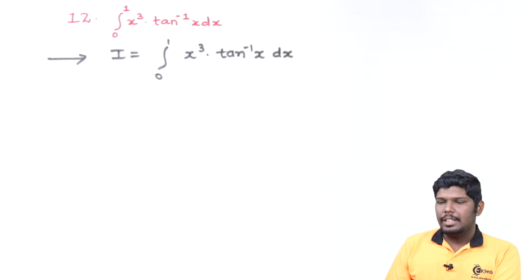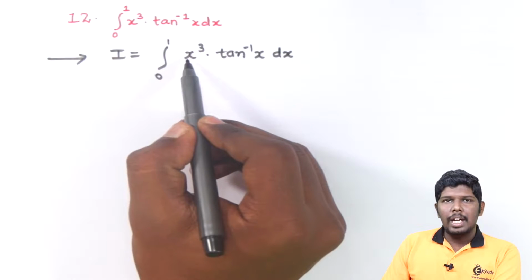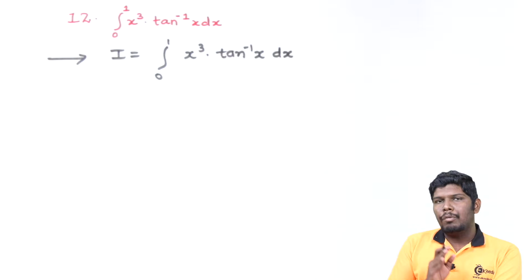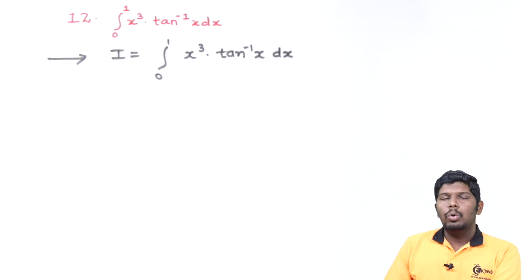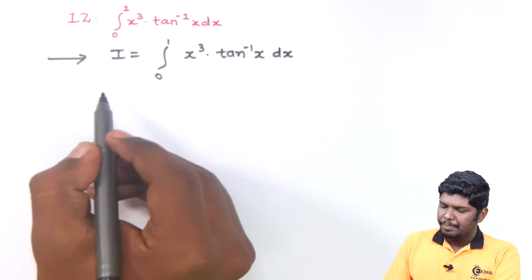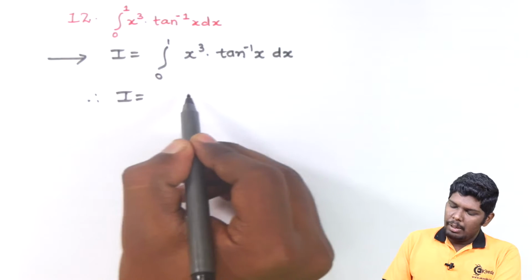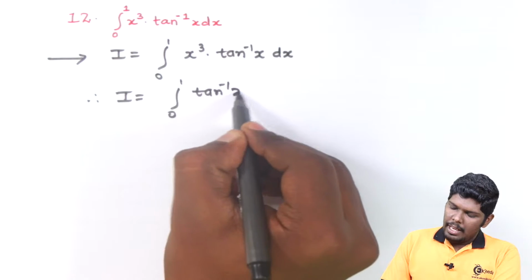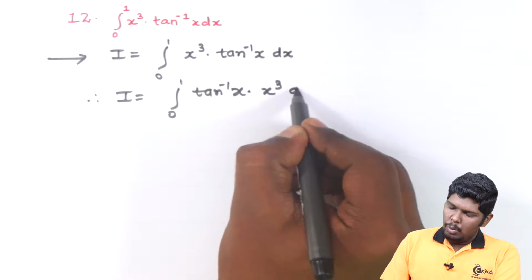Now you can see friends, we can solve this integral using the UV rule. The first function is the algebraic function and the second function is the inverse function. In the word ILATE, you can see that the inverse function should be followed by an algebraic function. Therefore, in this case, we need to reshuffle these functions. I will be integral 0 to 1 tan inverse x into x cube dx.